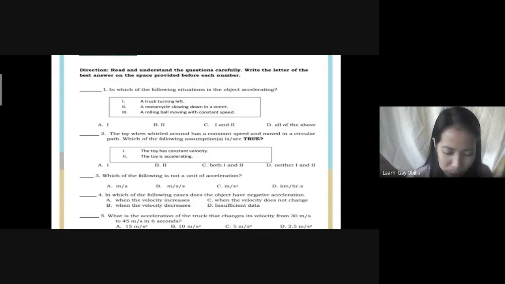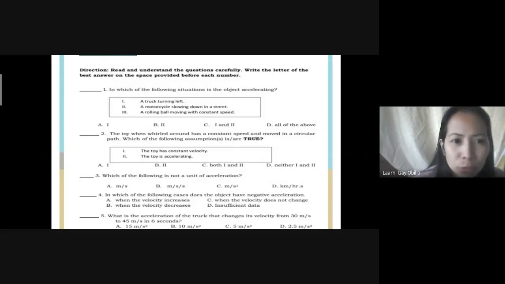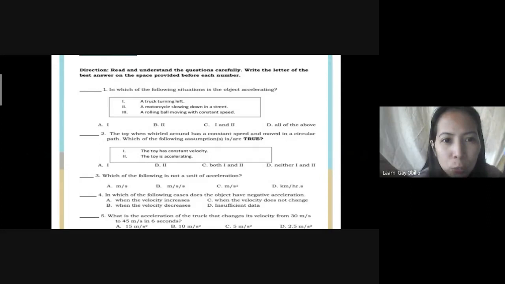In which of the following situations is the object accelerating? 1. A truck turning left. 2. A motorcycle slowing down in a street. Or number 3, a rolling ball moving with a constant speed. Okay, ano dyan yung situation na nagbabago yung acceleration? A, 1; B, 2; C, 1 and 2; or D, all of the above. Okay, type in your answer.